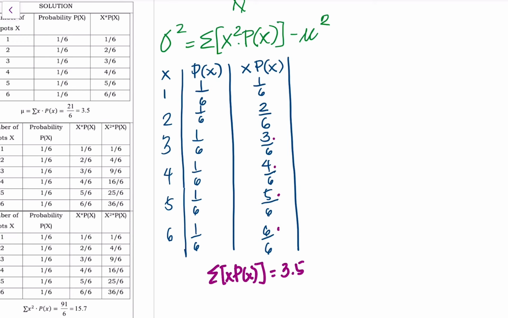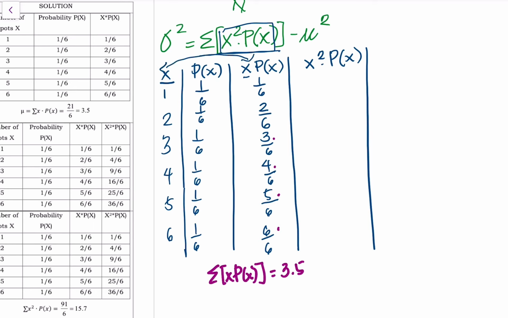Now, let's continue. Kasi ang sabi natin, dapat ay x squared ang i-add natin. X squared times p of x para makuha yung variance. So, instead, we're going to add here x squared times p of x. So, paano natin makukuha yun? Kunin pa ba natin yung x squared? Hindi na. Kasi pag multiply natin to, x times x, magiging x squared na sila. So, pwede nga pag-multiply na lang natin ay itong dalawang column na to.